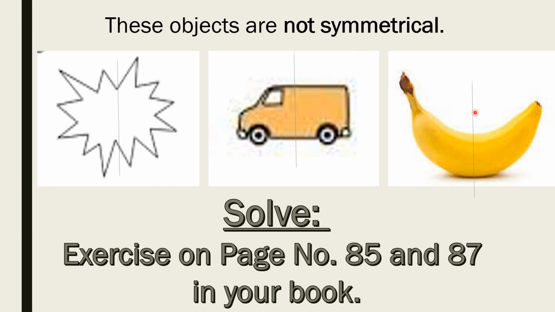So you just have to remember: symmetrical shapes or symmetrical objects are those which can be divided into two equal halves such that the left side is the same as the right hand side. But if the left side is not the same as the right hand side, this means that the shape or the object is not symmetrical. Okay?